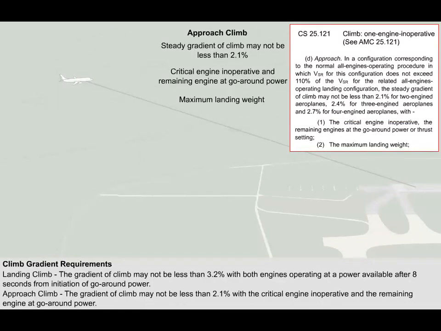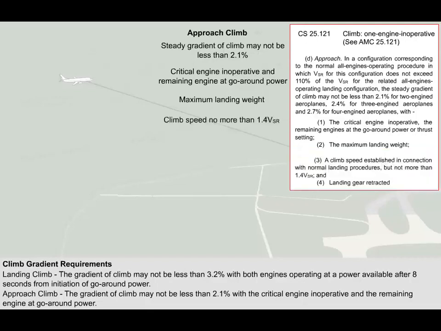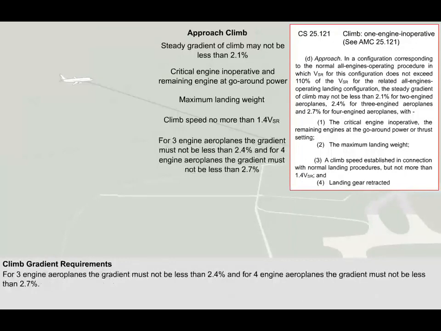The mass is assumed to be maximum landing mass, and the speed used in the climb cannot be more than 1.4 VSR. Lastly, the landing gear is assumed to be retracted. However, the approach climb gradient requirement does change. For 3-engine aeroplanes, the gradient must not be less than 2.4%. And for 4-engine aeroplanes, the gradient must not be less than 2.7%.